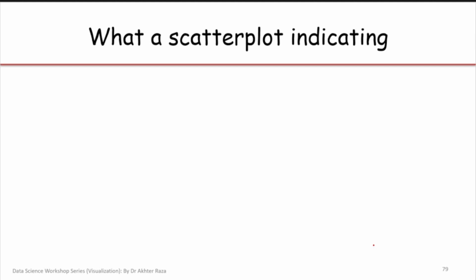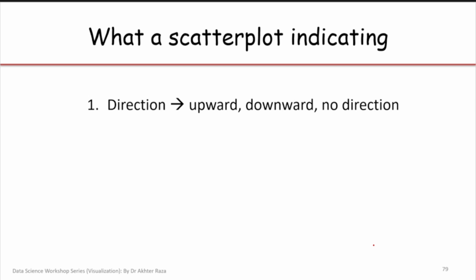What the scatter plot is indicating and what are the very important elements of the scatter plot? A scatter plot is a type of data visualization that uses Cartesian coordinates to display the values of typically two variables for a set of data.